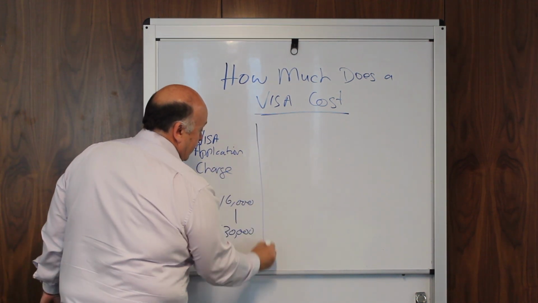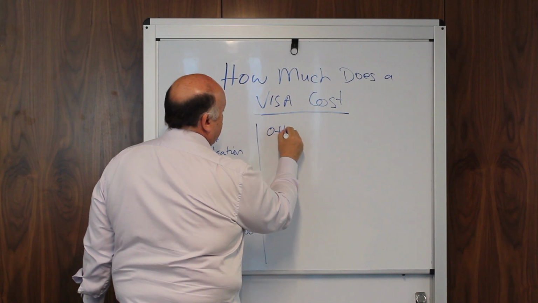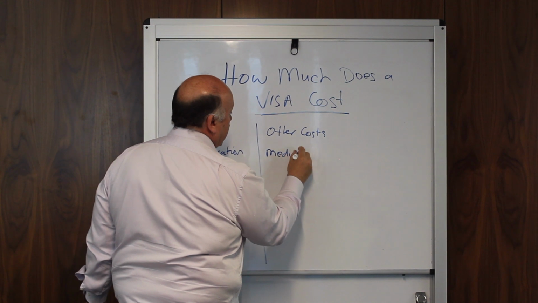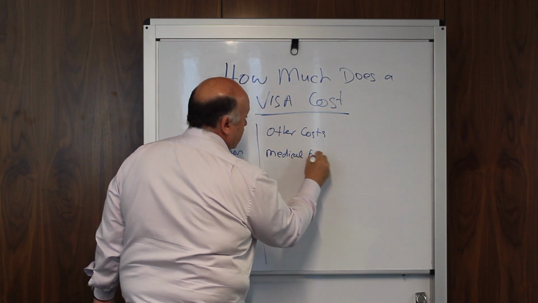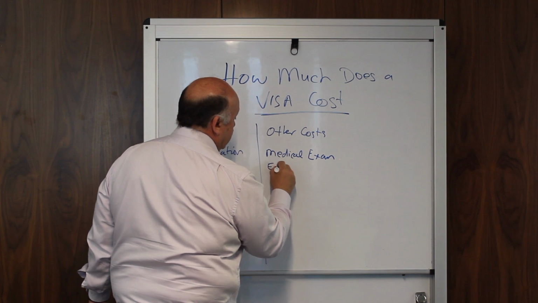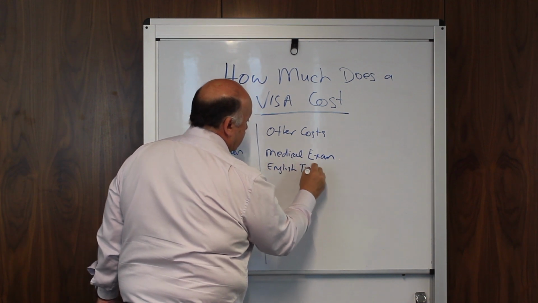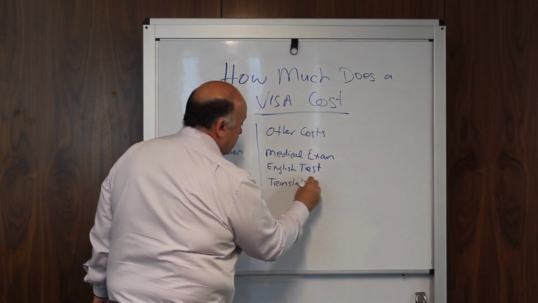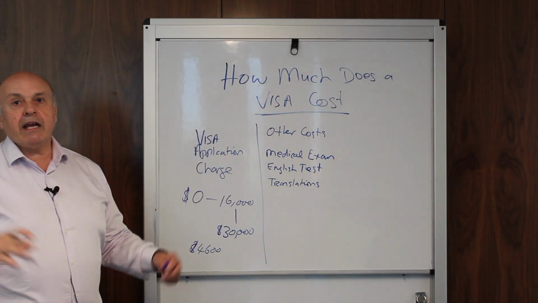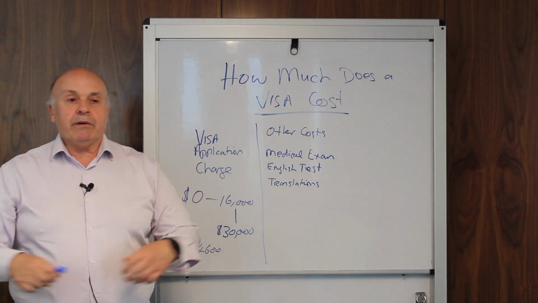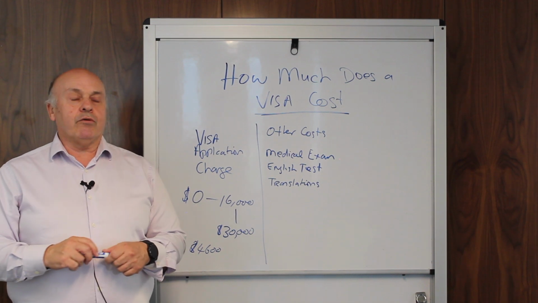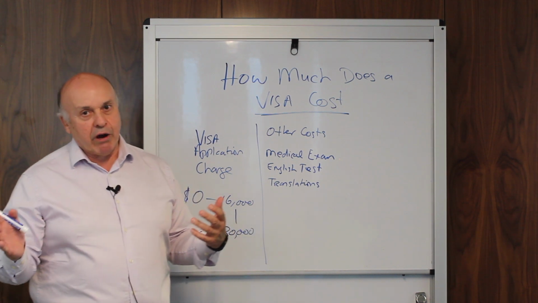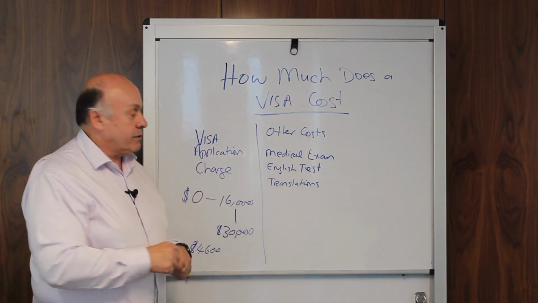So the second component is other costs. Now this can be for a medical exam, this could be for an English test, this can be for translations, and it can be for anything else. It can be for independent medical advice, it can be for sending documents around the world, in some cases paper documents, so that's quite rare these days. So there's lots of other costs involved.